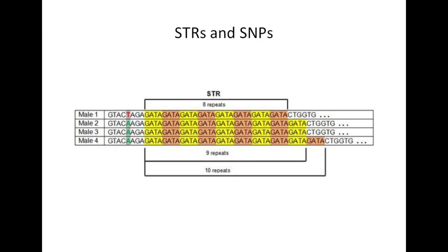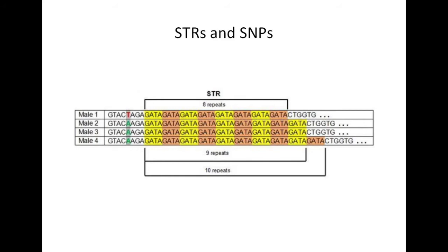And this next slide is aimed to show the difference between STRs, which you're probably more familiar with, and SNPs. So you see here, we've got male number 1, and we've got this motif here, GATA, which in male number 1 is repeated 8 times, male number 2, 9, and male number 3, 10 times, and the same for male number 4. Those two 9 and that one 10, sorry.